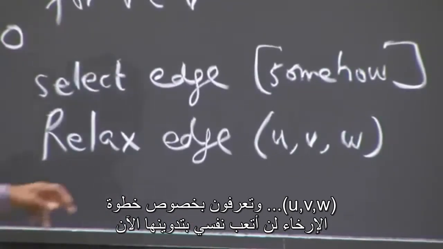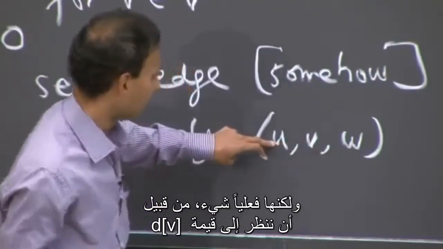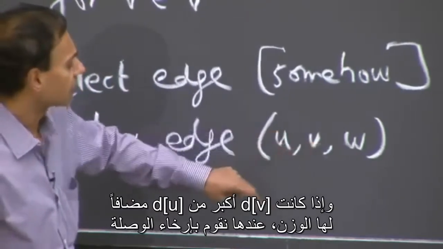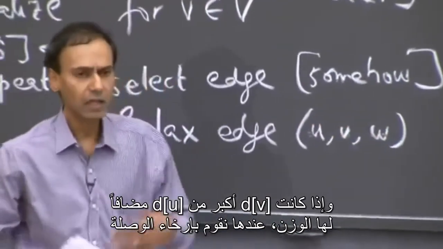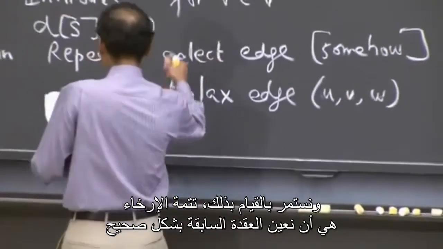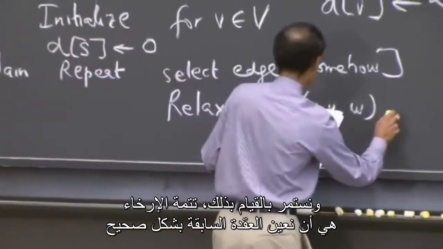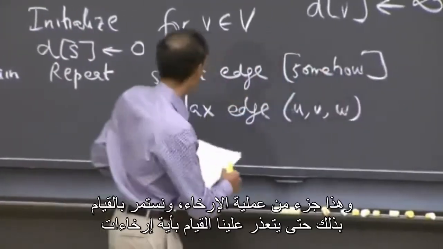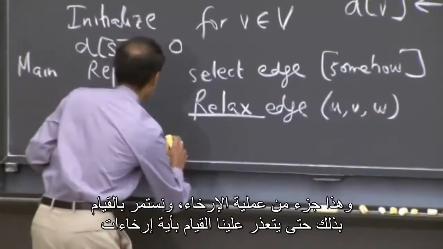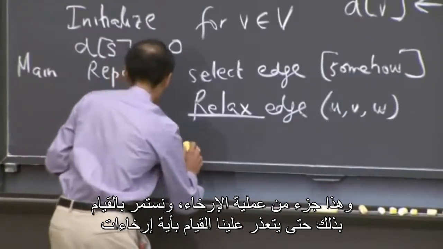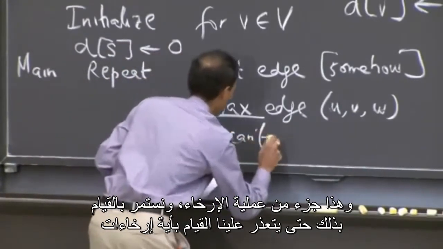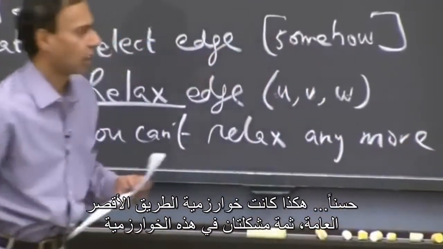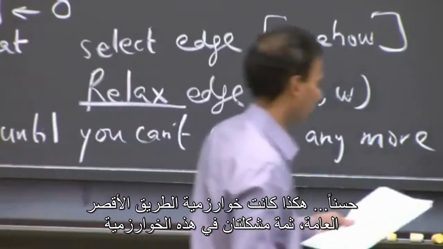And you know about the relaxation step. I won't bother writing it out right now, but it's basically something where you look at the value of dv, and if dv is greater than du plus the weight, you relax the edge. And you keep doing this. The other thing that you do in the relaxation is to set the predecessor pointers to be correct, and that's part of the relax routine. And you keep doing this until you can't relax anymore. All right? So that's our generic shortest path algorithm.